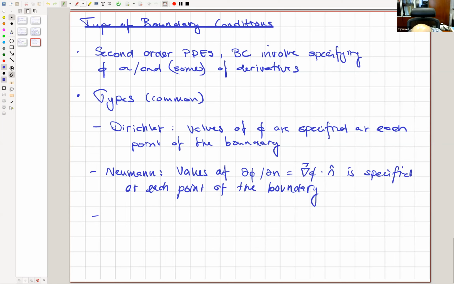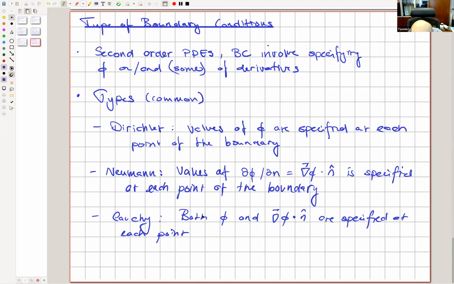Finally, there's also a Cauchy class of boundary conditions, which says that both phi and the gradient of phi multiplied with n hat are specified at each point of the boundary.